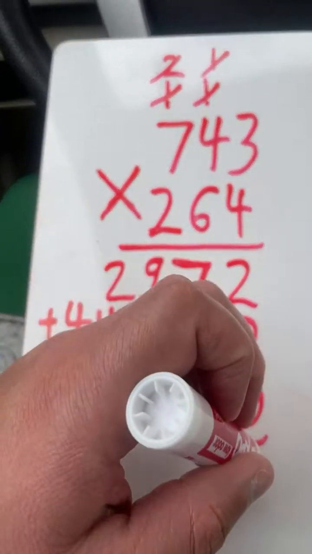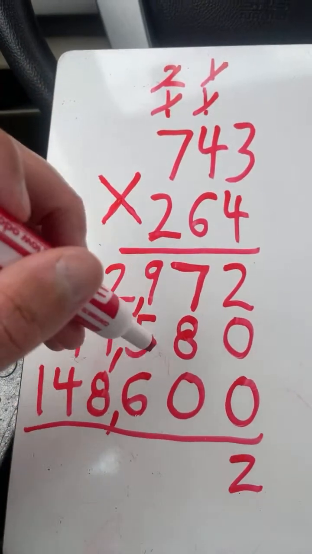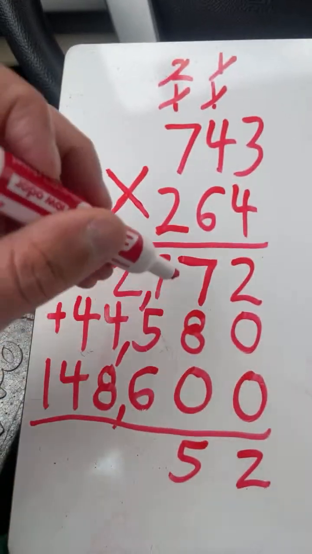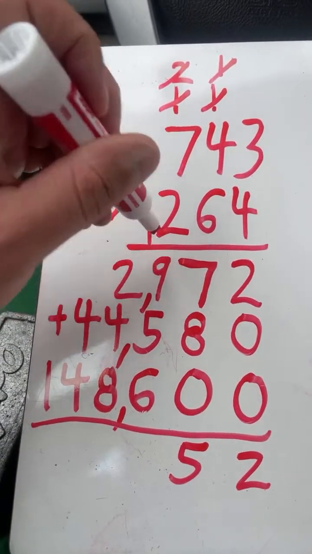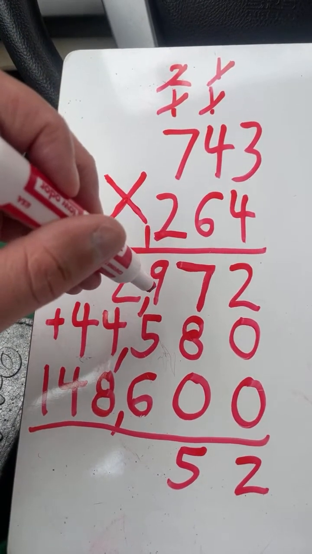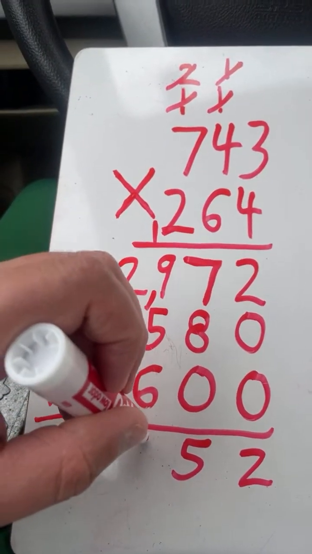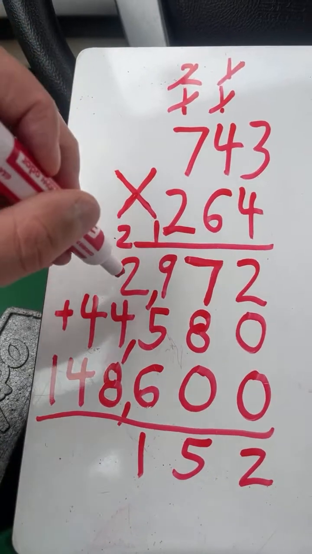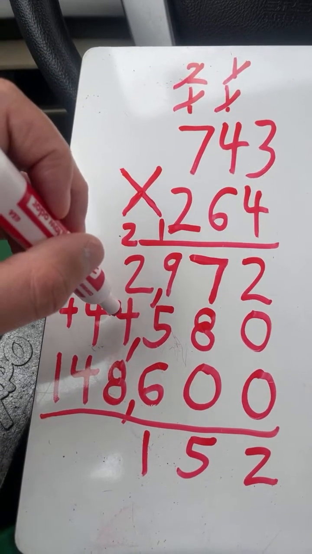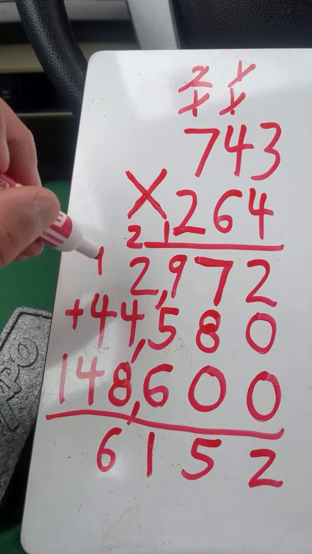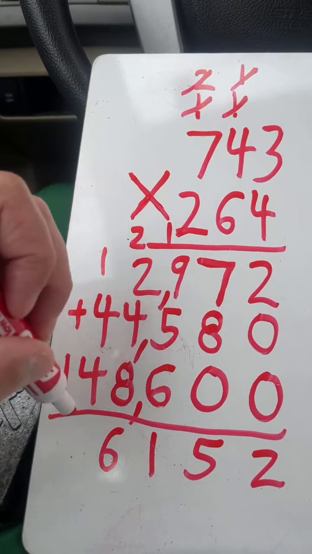All right, 2 plus 0 equals 2. 7 plus 8 equals 15. 5 carry the 1. 0 there, all right. 1 plus 9 equals 10. Plus 5 equals 15. Plus 6 equals 21. 1 carry the 2. 2 plus 2 equals 4. Plus 4 equals 8. Plus 8 equals 16. 6 carry the 1. 1 plus 4 equals 5. Plus 4 equals 9.